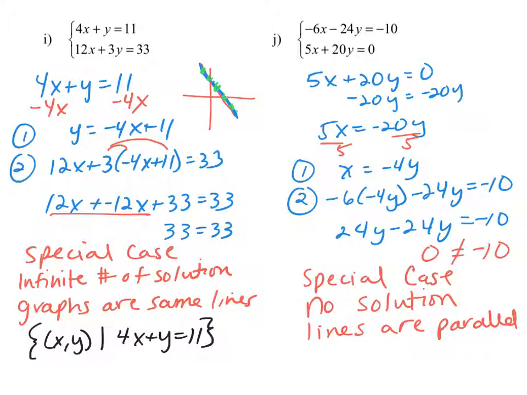So if you were graphing these lines, they would look very much like perhaps something like this and something like this. You would see that those two lines would be parallel. They would never intersect. So we say that there is no solution. Another way to write that is to draw a 0 with a line through it. That's another way of saying no solution.